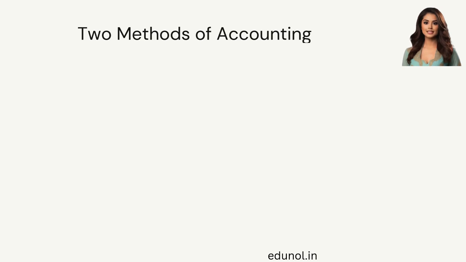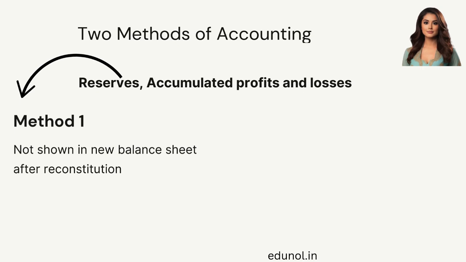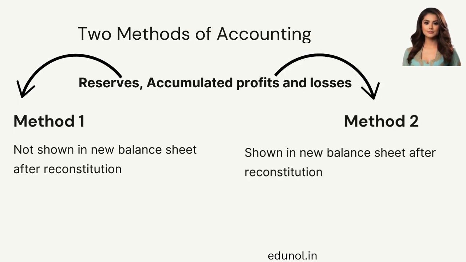There are two methods for accounting for accumulated profits and accumulated losses. First, where reserves, accumulated profits and losses are not shown in the new balance sheet after reconstitution. Second, where reserves, accumulated profits and losses are shown in the new balance sheet after reconstitution. We will discuss both of these methods one by one.